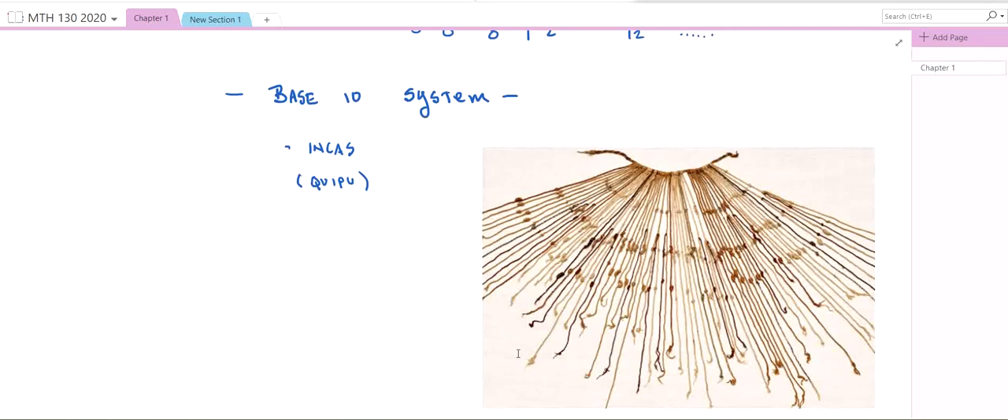And over on the right, this is what we call an Inca Quipu. And the Incas were a South American civilization at the close to the beginning of the last millennium. They have a number of strings, and there's a system of knots that they have on here, and it's set up in a base 10 way.